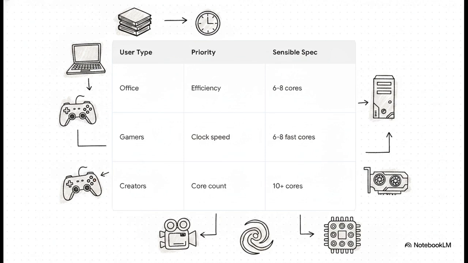But if you're a video editor or a software developer compiling massive amounts of code, yeah, that's exactly when you want to pay a premium for 10 or more cores to just chew through those heavy multi-threaded workloads.